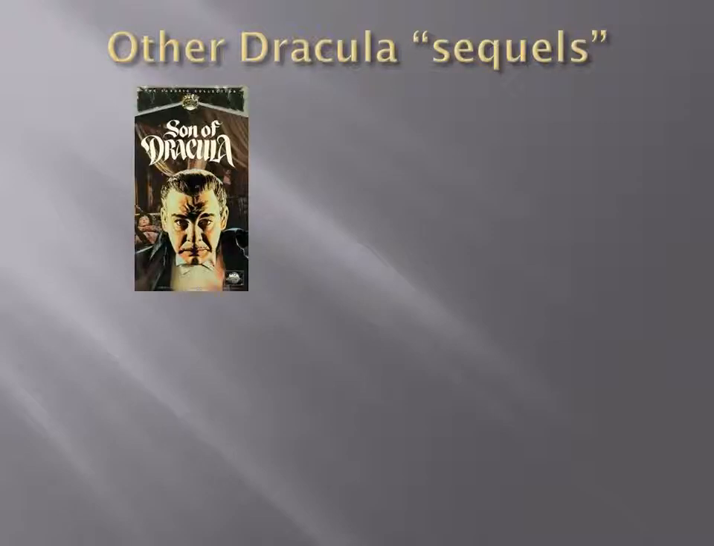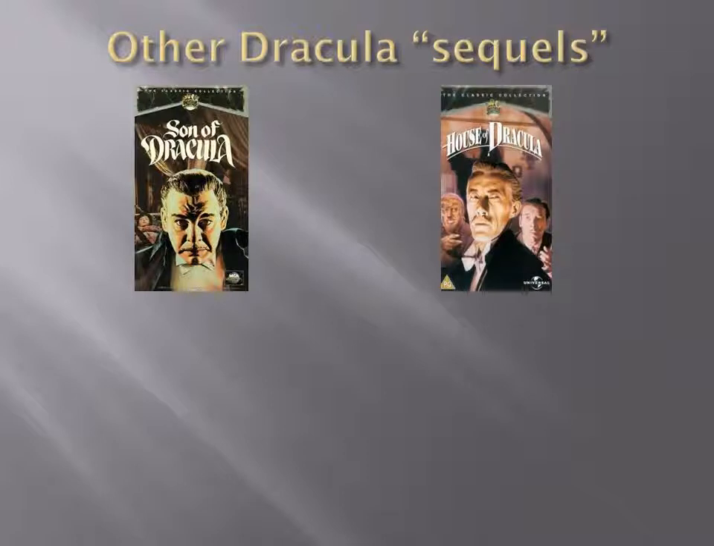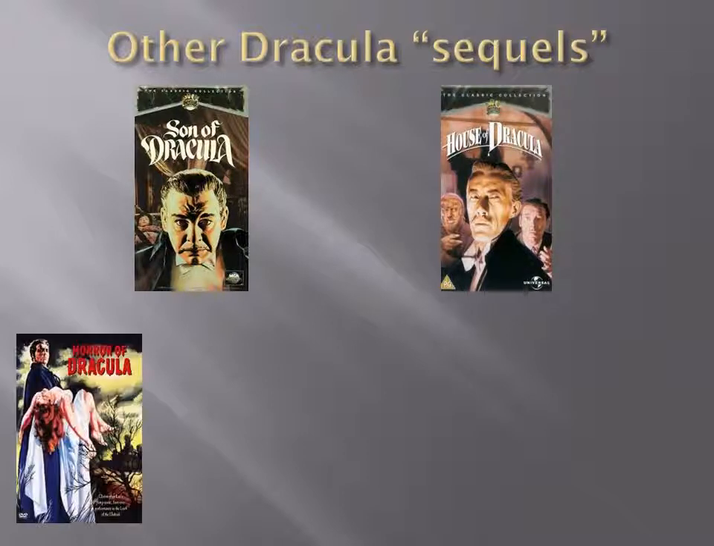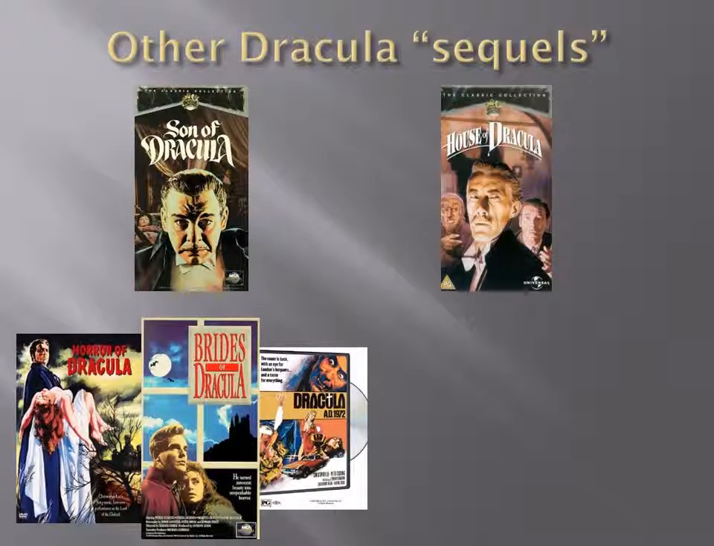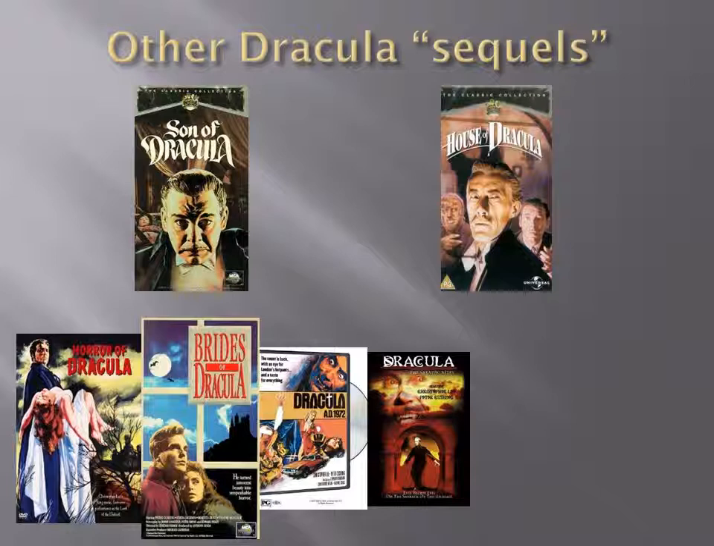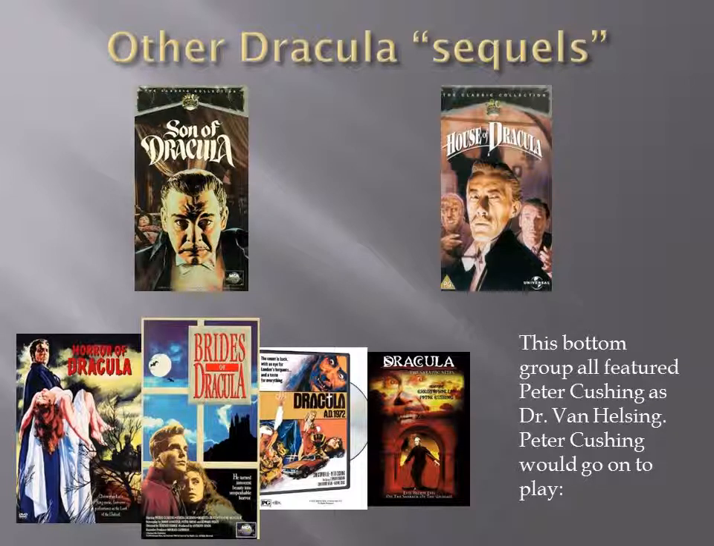When we're thinking about sequels, Dracula spawned a few sequels. There's Son of Dracula, House of Dracula. These are a couple of the more famous Dracula sequels. And then down here at the bottom, there are a bunch of other Dracula sequels, most of which you're probably not familiar with. This bottom group all starred Peter Cushing as Dr. Van Helsing. Much like the actor who appeared in both Dracula's Daughter and Dracula, Peter Cushing made a career out of playing Dr. Van Helsing.